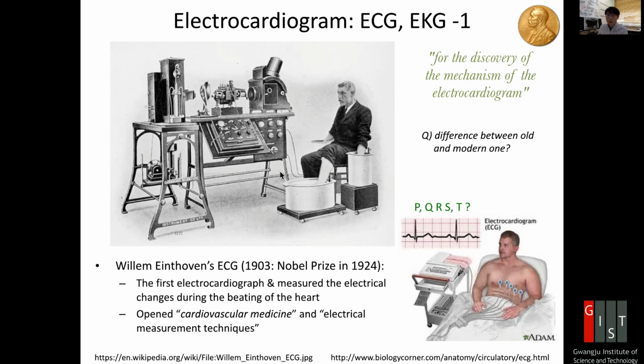So what's the difference between the old and the modern one? I would say in principle, it doesn't change much. And the shape of the electrocardiogram is not that different. People named the pattern P, QRS, T. So the difference is the size, and in the past, people used a salt water bath to immerse in, because this is electrically conductible water, while nowadays we can just attach electrodes in a simple way.